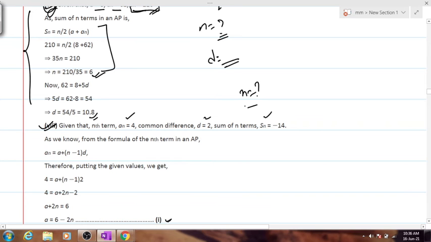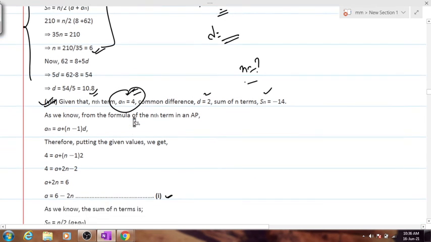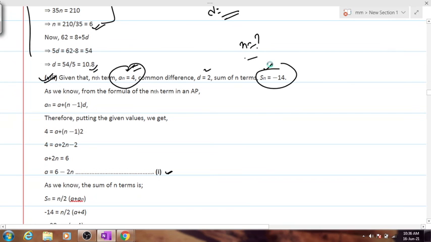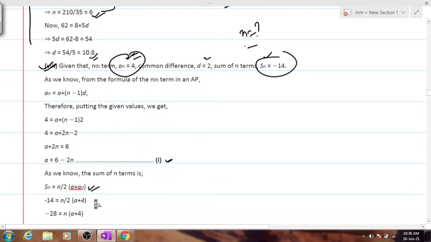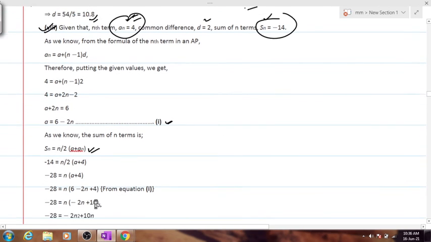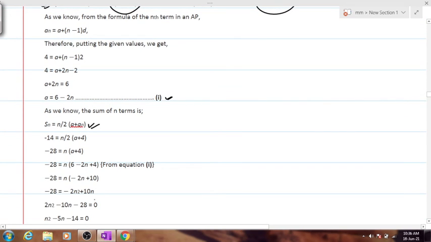We'll be getting two equations. First equation, of course, we'll get from this one, and the second equation we'll get with the help of the sum formula, Sn is equal to n by 2 (a plus l). Did everybody understand? You have two different equations, and if you substitute the value for n over here in equation 2, you'll get a quadratic equation.